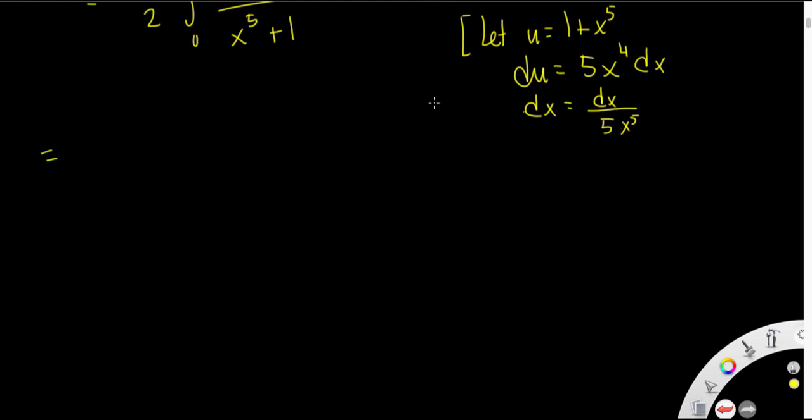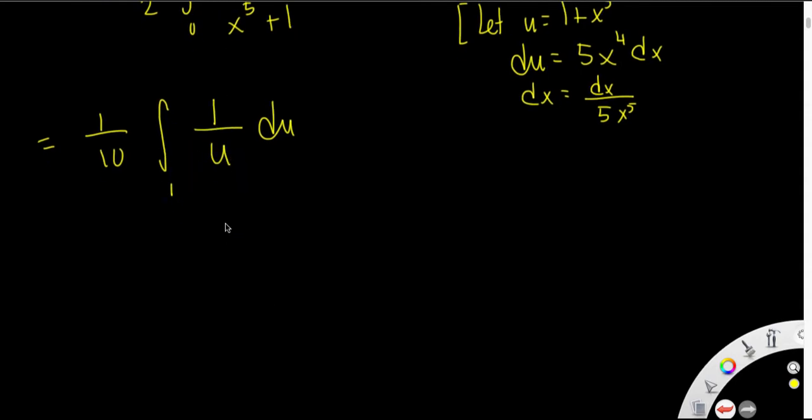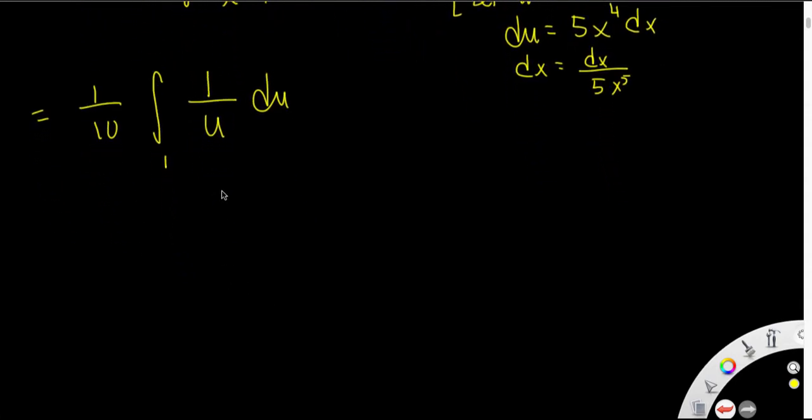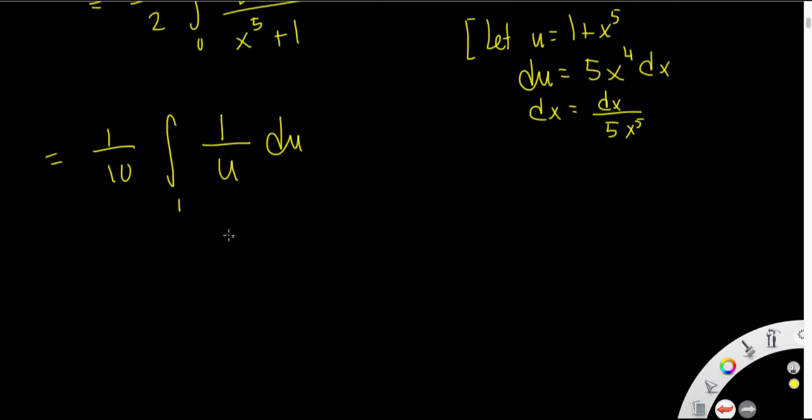So 1/5 times a half is a 1/10, integral of that x to the fourth canceled, and we get 1 over u, du. And so when x equals 0, we have u equals 1. When x equals 1, u will equal 2, right? 1 plus 1 is 2. And so we'll get 1/10.